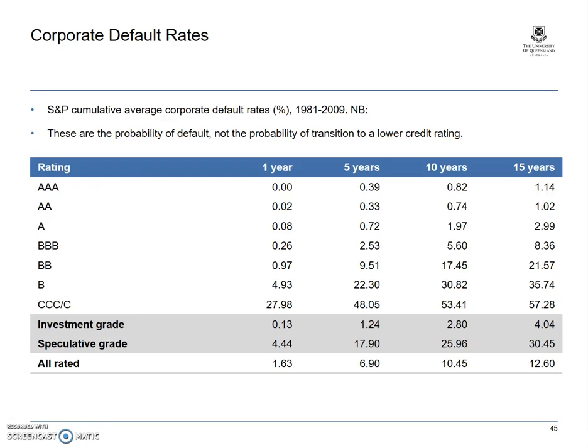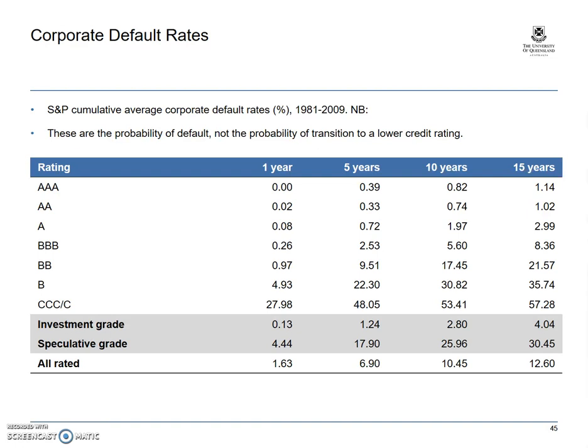And we find that for AAA rated bonds, there haven't been any bonds in that period of time that have actually defaulted within 1 year of being rated AAA. And only a very small percent, 0.39%, have defaulted in a 5-year period when they were AAA rated, and then only 0.82% over 10 years, and over a 15-year period, only 1.14%. So very, very small rates of default.